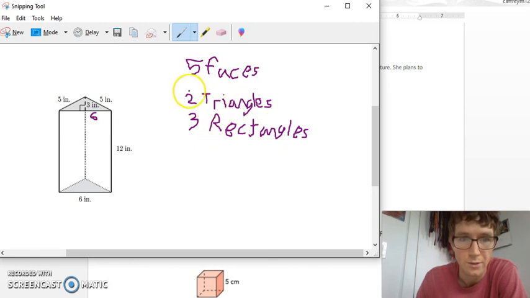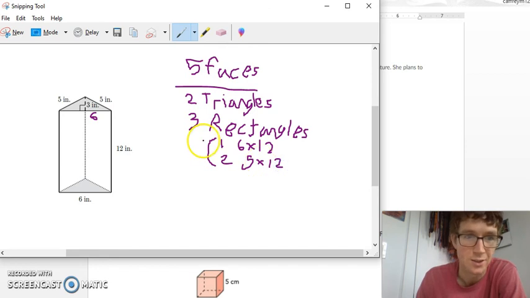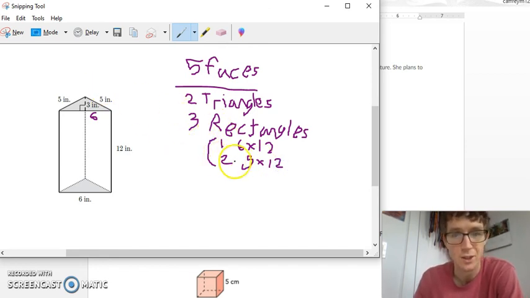So 2 triangles, 3 rectangles. Those are our 5 faces. And just in parentheses, for our 3 rectangles, we have 1 6 by 12 rectangle, and we have 2 5 by 12 rectangles. That's because our triangle up there is an isosceles triangle. Isosceles triangles mean that 2 of the sides are the same. If we had a scalene triangle, which means none of the sides are the same, we'd have 3 different rectangles here, which wouldn't be a big deal, it'd just be one extra step.